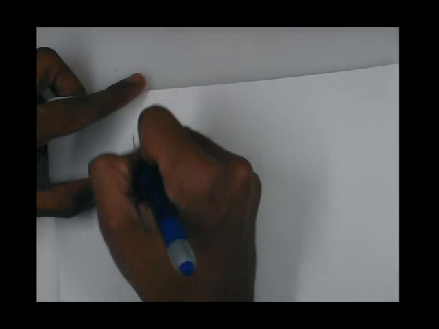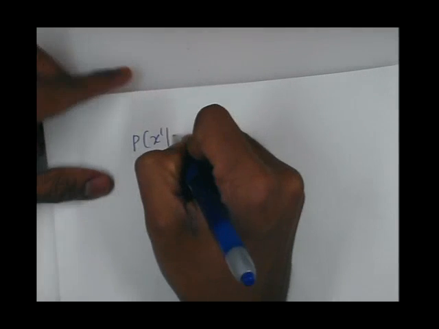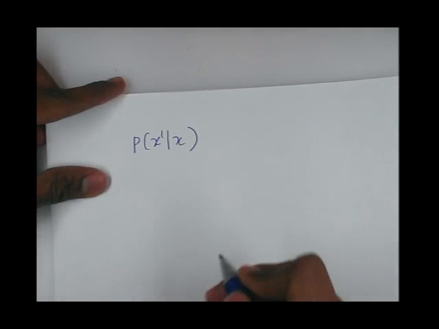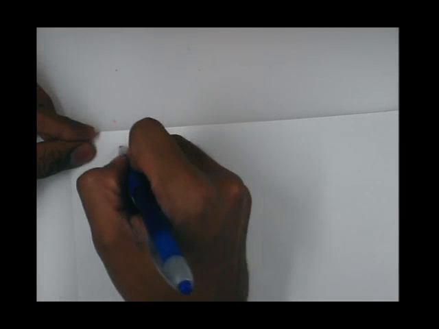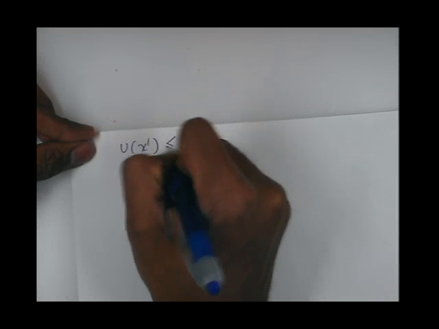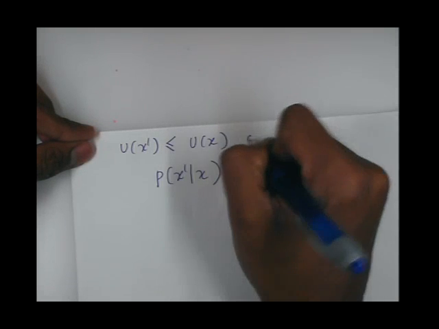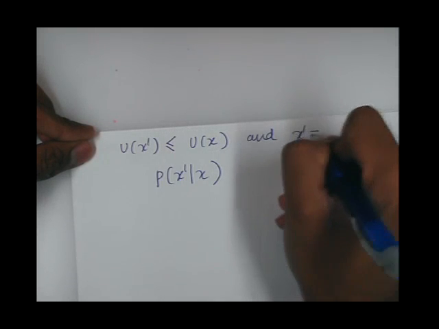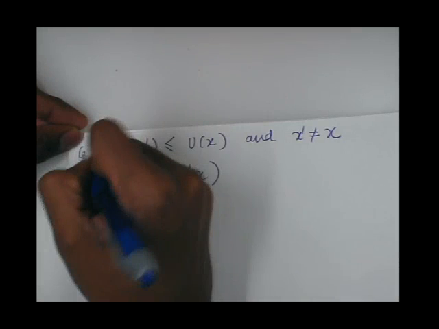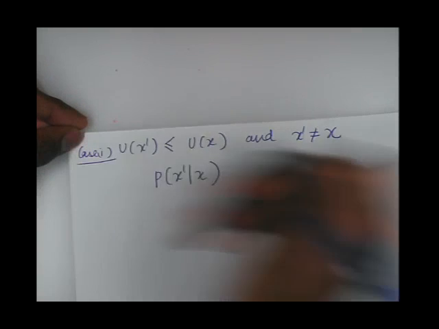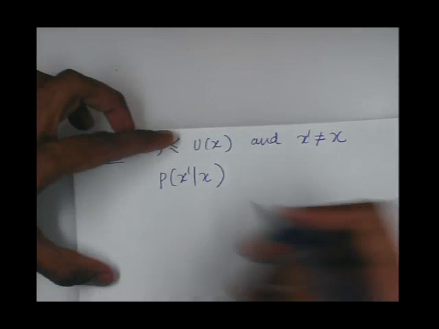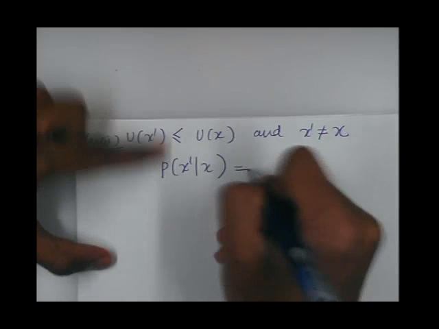Just put it up there for now, and maybe use it in case we need it. So how do we verify that? If I just look at the probability of transitioning from x prime to x, in this case, the case is u of x prime is less than or equal to u of x, and x prime is not equal to x. So case 1, verifying the detailed balance equation. What is the transition probability in this case?